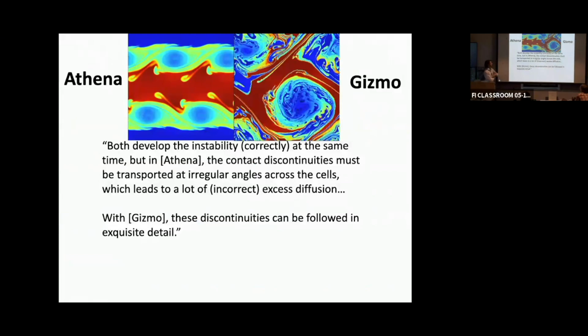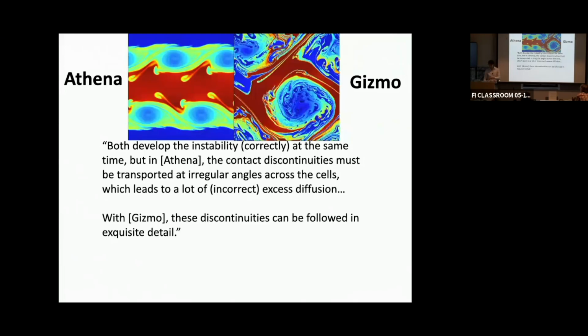This was up like 10 years ago that he put this up. So he writes, both develop the instability correctly at the same time, but in Athena, the contact discontinuities must be transported at irregular angles across the cells, which leads to a lot of incorrect excess diffusion. Whereas with Gizmo, these discontinuities can be followed in exquisite detail. Okay, so I thought this was really interesting. So I wanted to try to understand things a bit better.